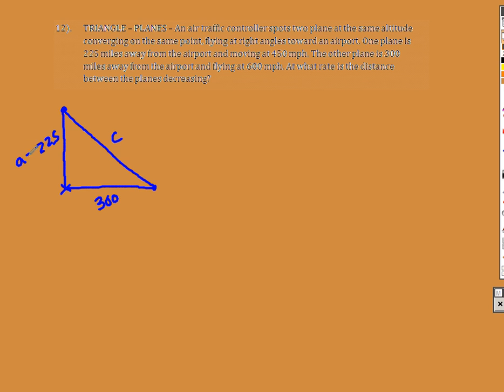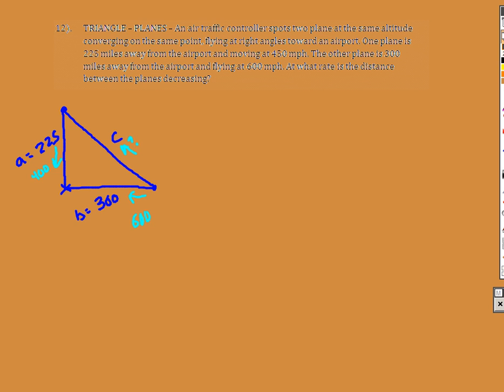I'll call this guy A. I'll call this guy B. And these are the rates we're looking at. We want to know how much C is decreasing. We know A is decreasing at a rate of 400 miles an hour. And we know that B is decreasing at a rate of 600 miles per hour.